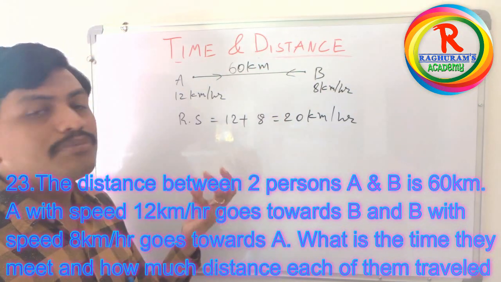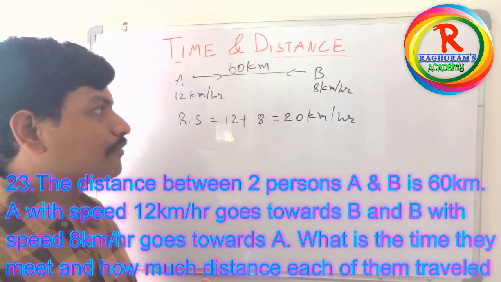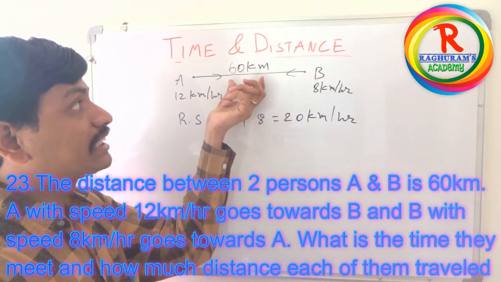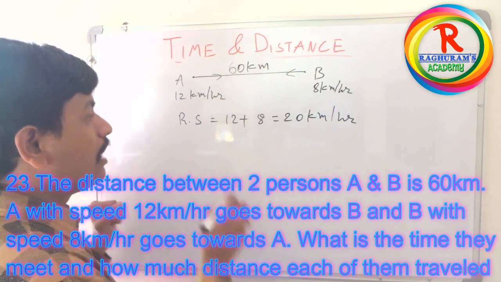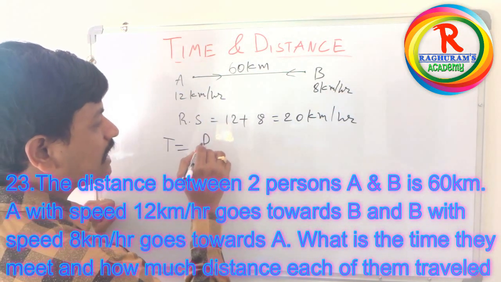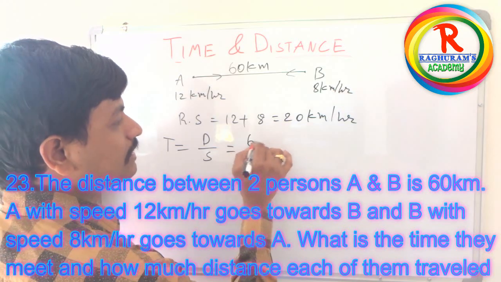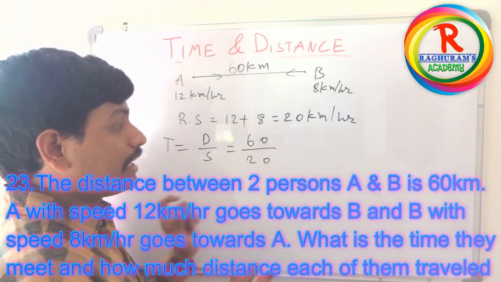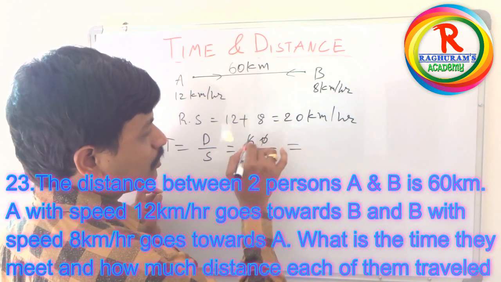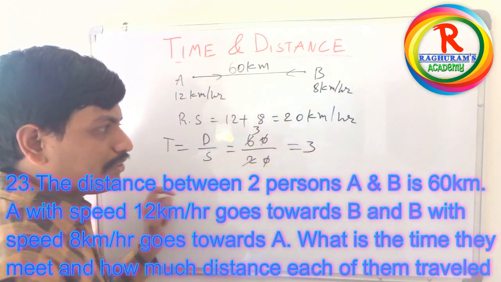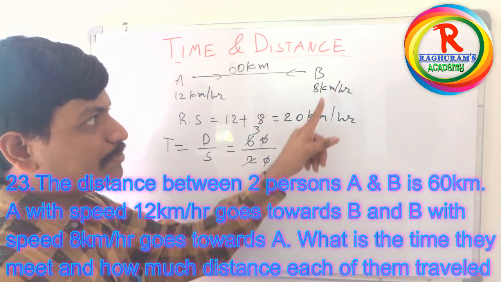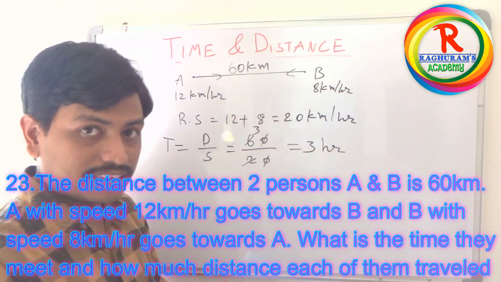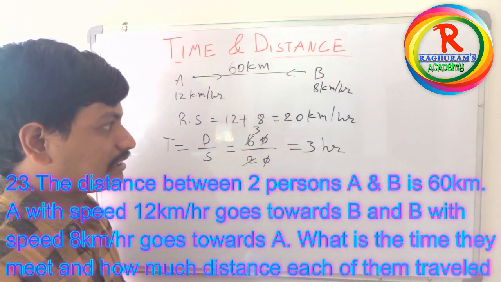Let us see how much time they take to meet. With the relative speed 20 kilometers per hour, the distance is 60 kilometers. What is the time formula? Distance by speed. The distance is 60, and the speed is the relative speed, 20. So the zeros cancel, 2 3s are 6, so 3. What do you write, hours or minutes or seconds? Here speed is in kilometers per hour, so I'll write only hours, 3 hours. They meet after 3 hours.